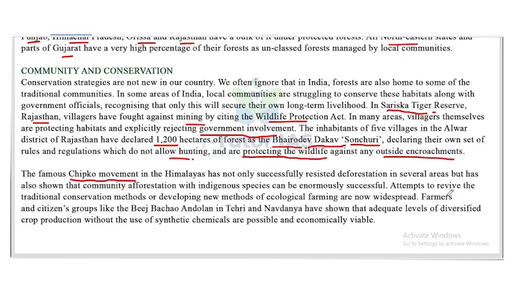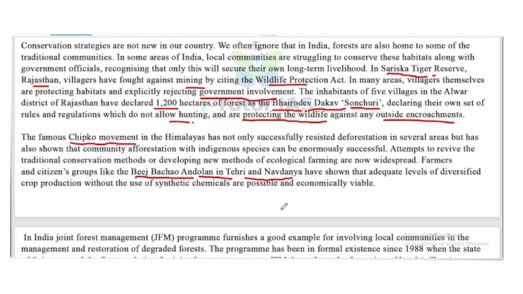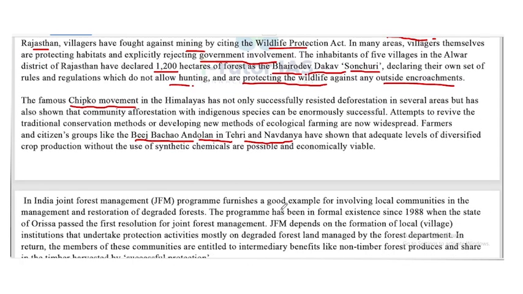Attempts to revive the traditional conservation methods or develop new methods of ecological farming are now widespread. Farmers and citizens groups like the Beej Bachao Andolan in Tehri and Navdanya have shown that adequate levels of diversified crop production without the use of synthetic chemicals are possible and ecologically and economically viable. These are some initiatives by the farmers.